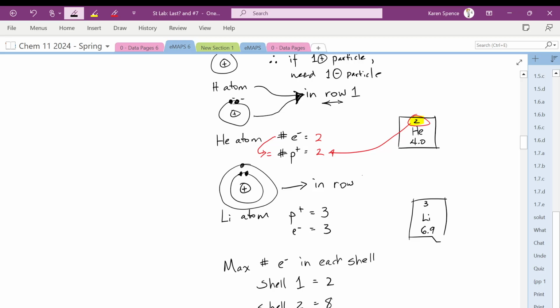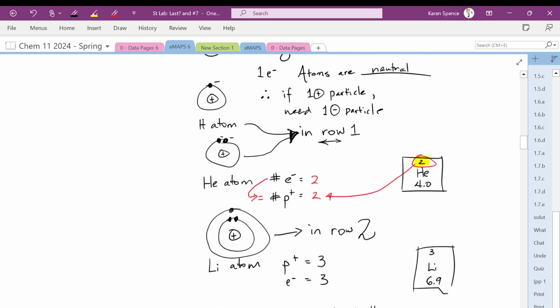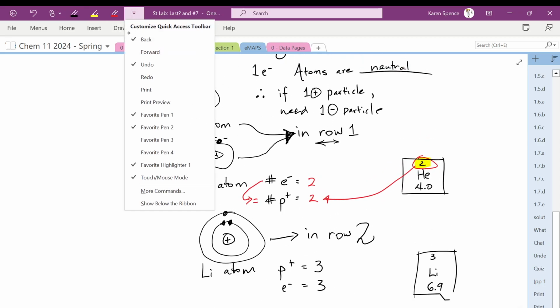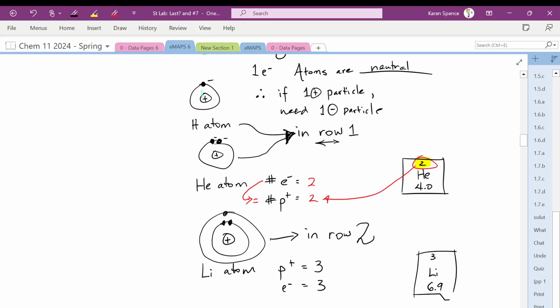All right, so what row is lithium in? Lithium is in row 2. So remember, hydrogen is in row 1. Helium is in row 1. Lithium is in row 2.